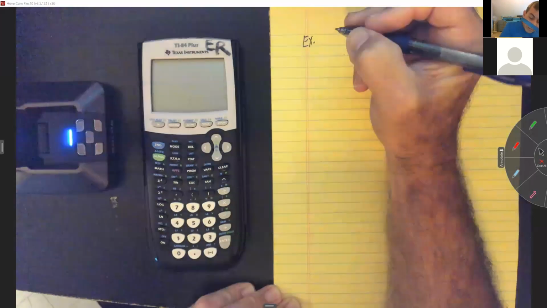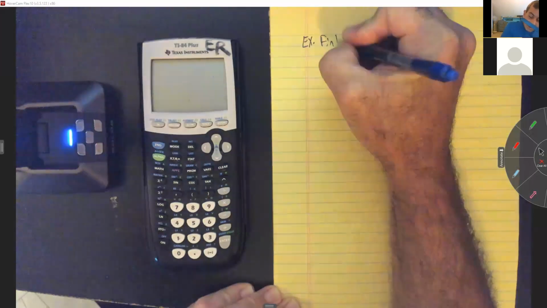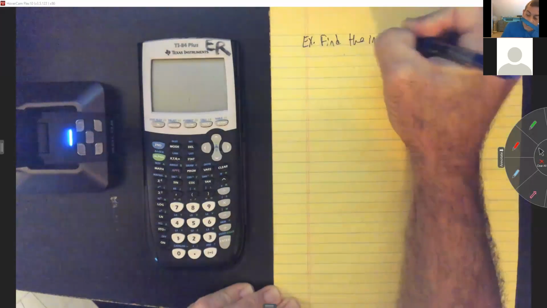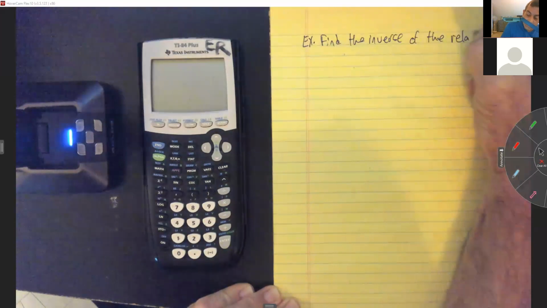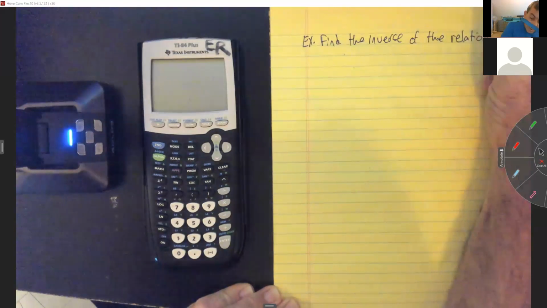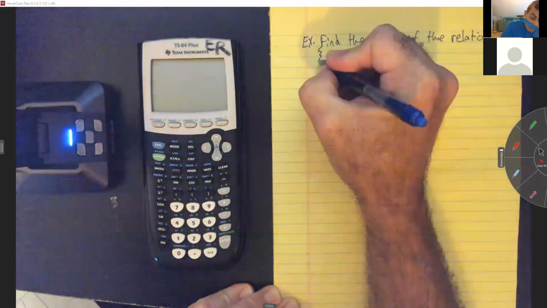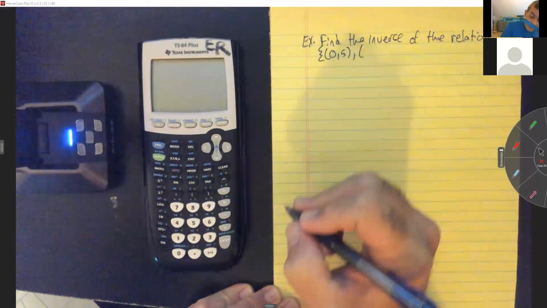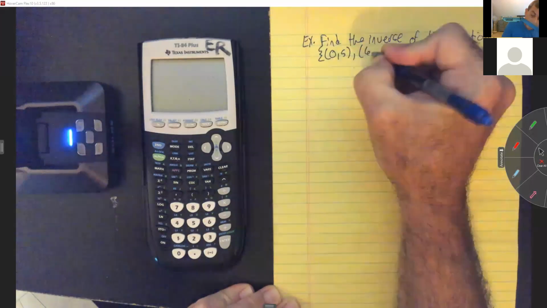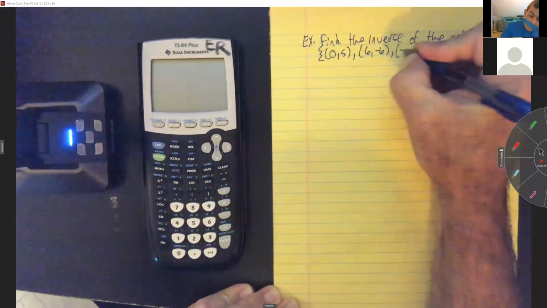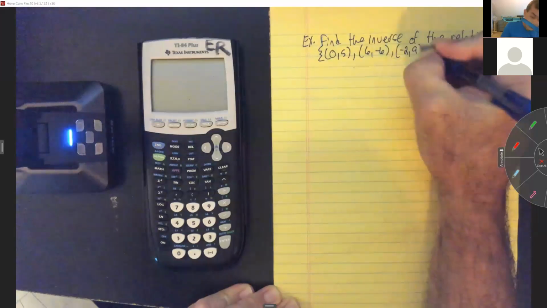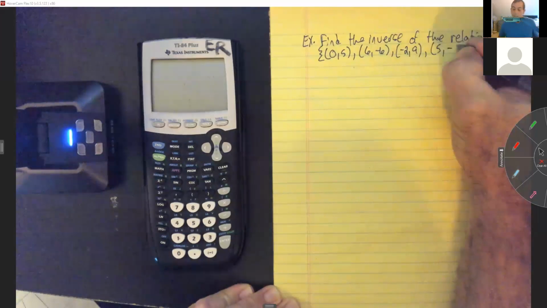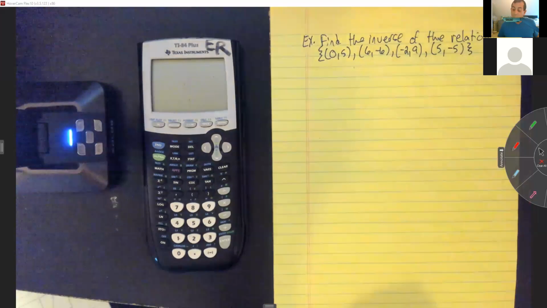So this one wants me to find the inverse of the relation. So what they're doing, they're giving me ordered pairs. I have (0, 5), (6, -6), (-2, 9), and then finally (5, -5). So they're giving us a set of ordered pairs.